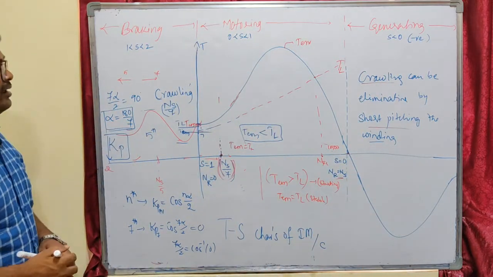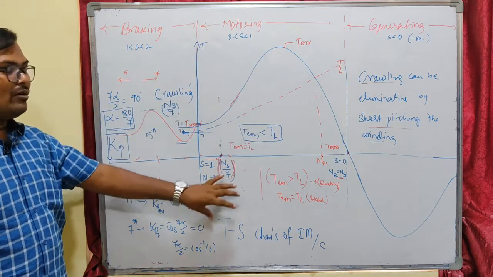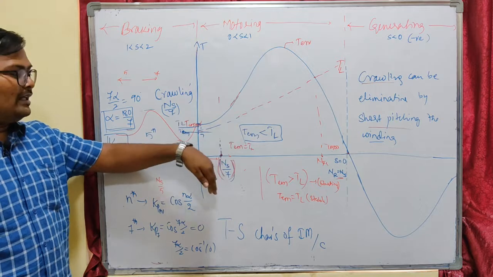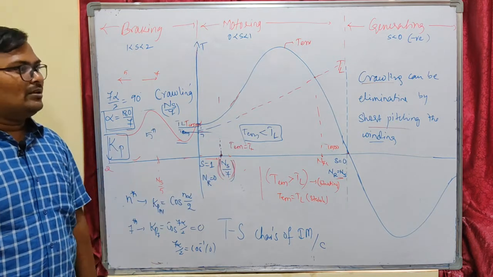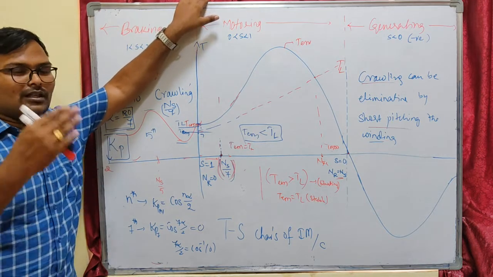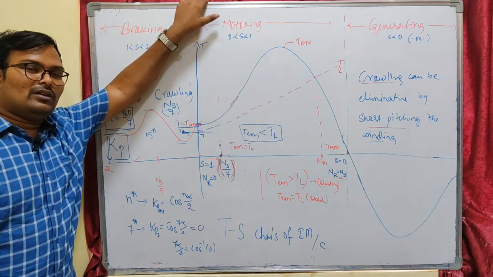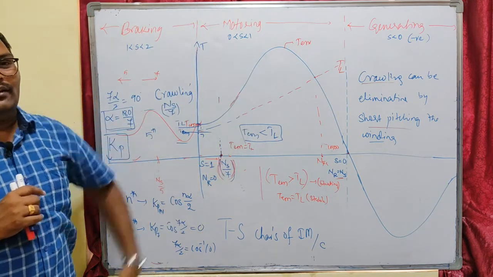So this is about crawling. Cogging is when our rotor doesn't start. Crawling is when our rotor starts, but rotates at a lower speed than synchronous speed, 1/7 of synchronous speed here. Cogging can be eliminated by skewing the machine or making the number of stator slots not equal to the rotor slots, or not an integral multiple of rotor slots. Crawling can be eliminated by short pitching the winding by this angle.